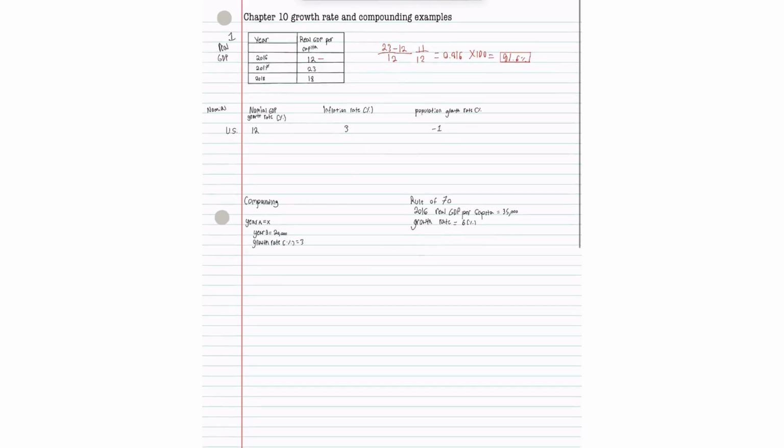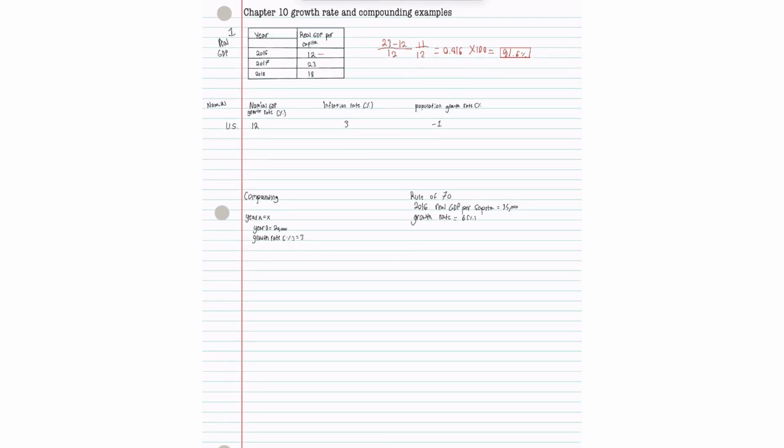That's it, plain and simple right there. All you have to do is take your current year, subtract your previous year, divide by that same number as the previous year, and then multiply by 100 to get the percentage.